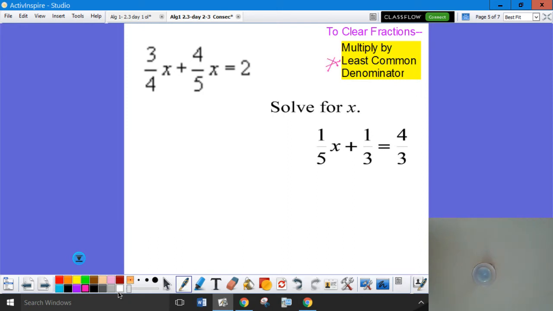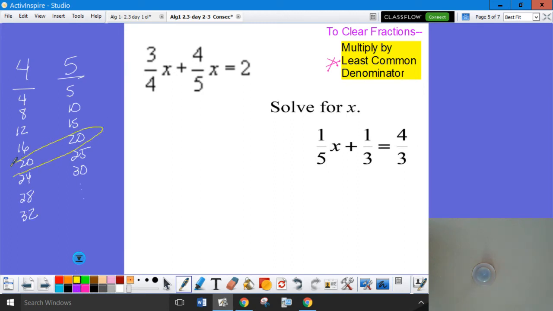Okay, so let's start with 4 and 5. What would the least common denominator of 4 and 5 be? Well, for those of you who can't really remember what a least common denominator is, the way to think about that is if I count by 5, so 5, 10, 15, 20, 25, 30, that keeps going. I'm going to count by 4s, 4, 8, 12, 16, 20, 24, 28, 32. What you're looking for is the first number they have in common, the smallest. So the first number these guys have in common is 20, and that happens to be what 4 times 5 is.